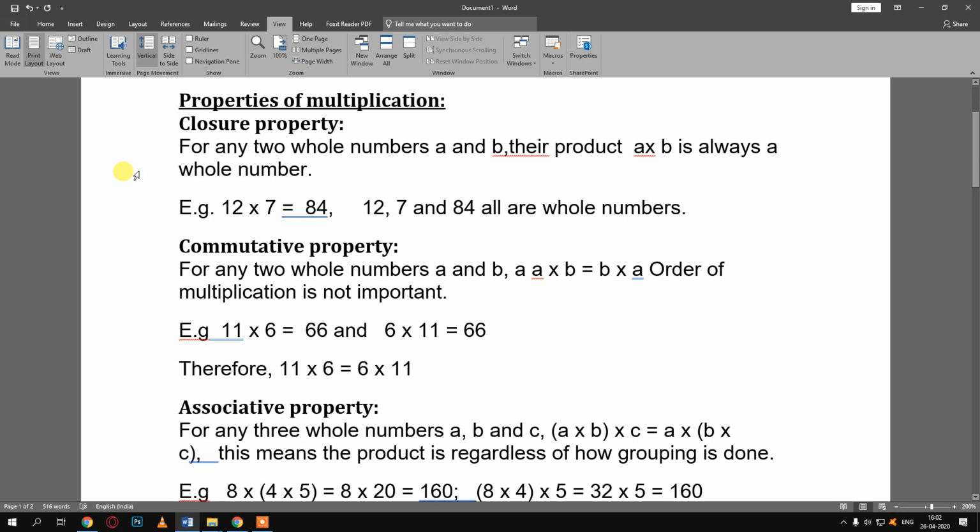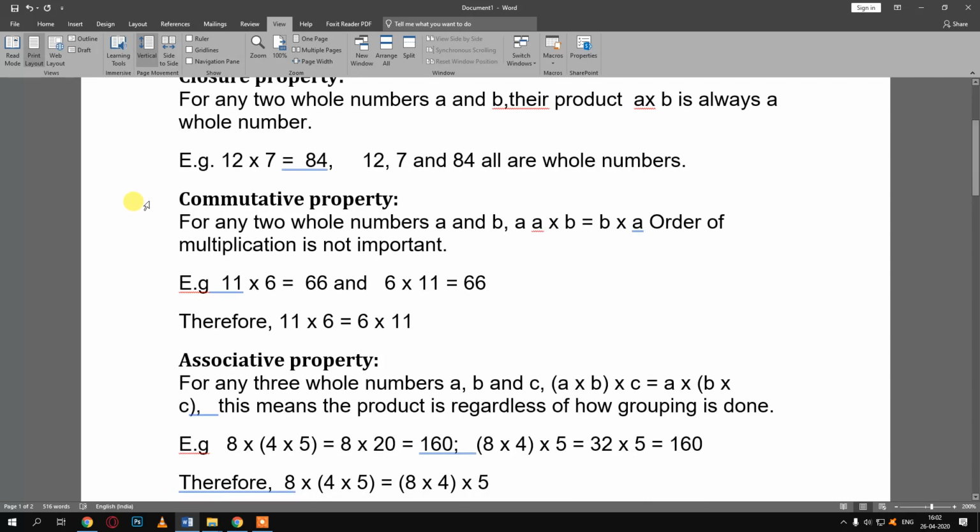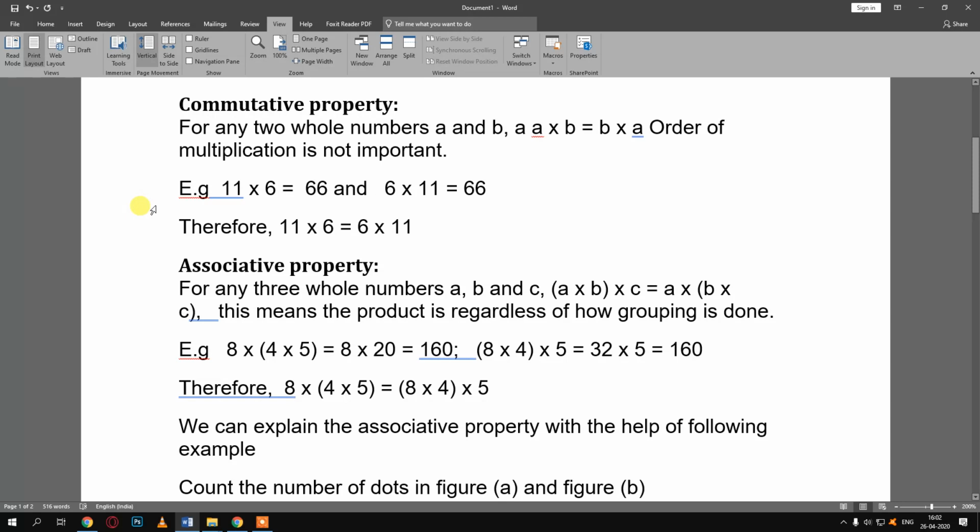For example, 12 into 7. 12 and 7 both are whole numbers. Their multiplication is 84. 84 is also a whole number. Okay. The second is commutative property.